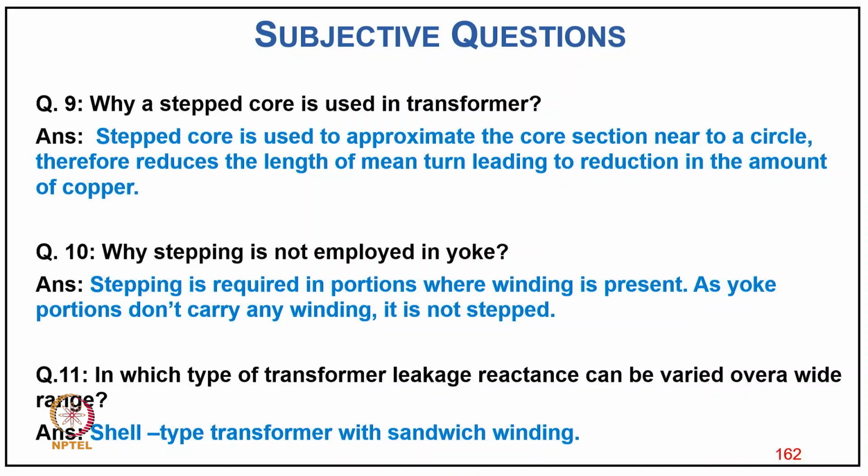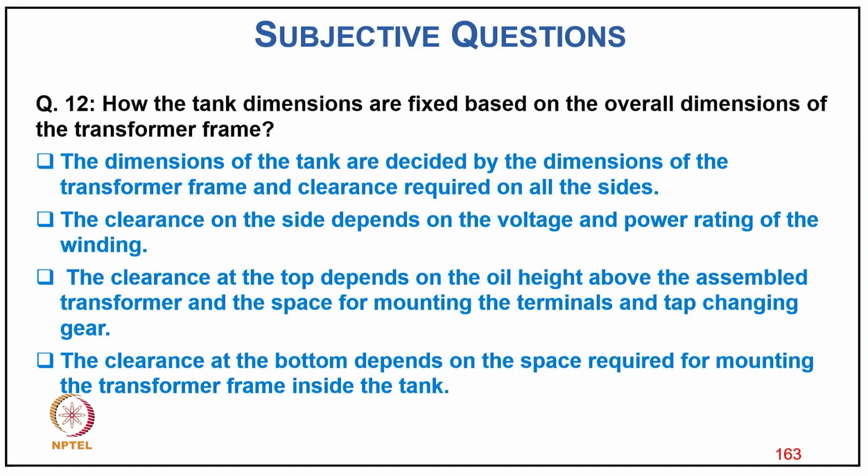In which type of transformer can leakage reactance be varied? In the shell type of transformer, the winding can be adjusted to vary the leakage reactance. How are the transformer tank dimensions fixed? Based on the overall dimension of the transformer frame and the clearance required on all the sides. The clearance on the side depends on the voltage and power rating of the winding. The clearance at the top depends on the oil height above the assembled transformer and the space for mounting the turret and tap changing gear, and the clearance at the bottom depends on the space required for mounting the transformer frame inside the tank.